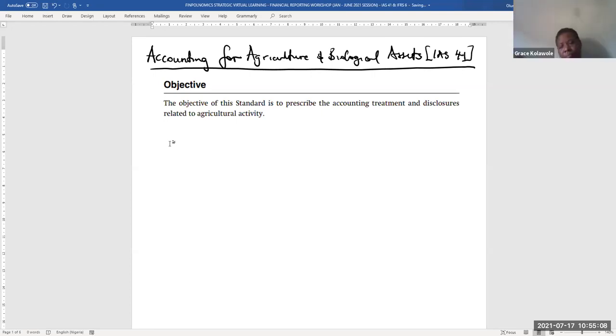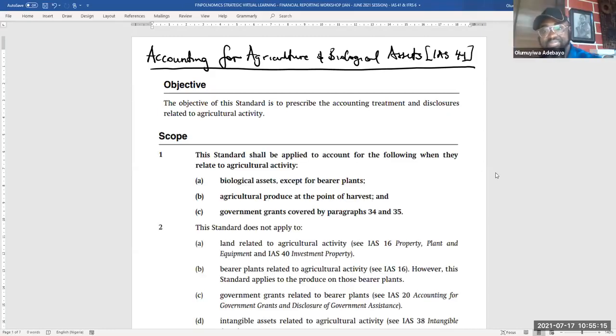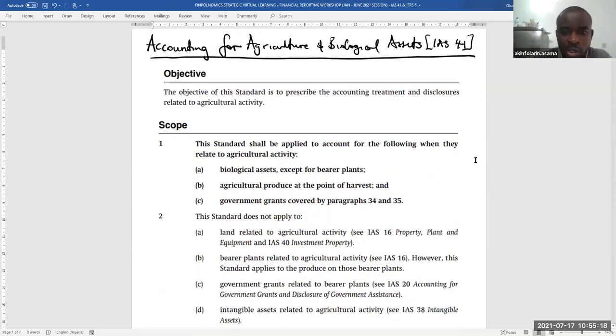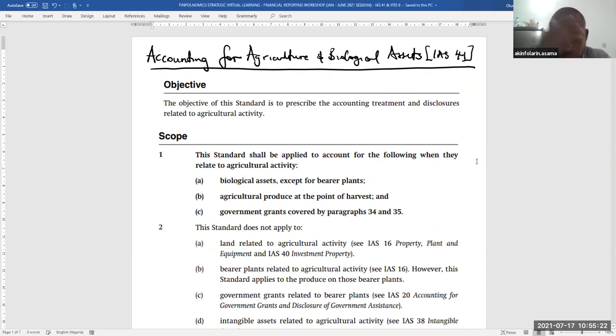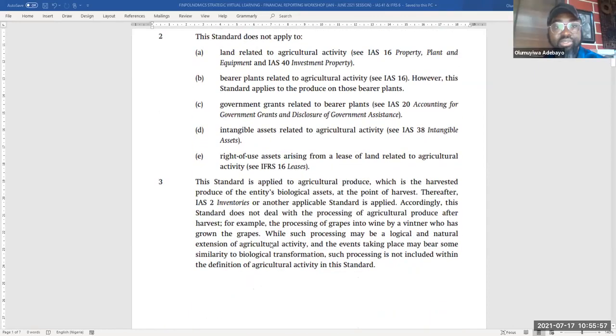Who else? Akin Falarin? Yes, good morning, everybody. For me, I've just had the name of the standard before. I've never been in any session where it was discussed. I'm not sure I've even read any piece of it before. So I look forward to having a good understanding of everything we're going to discuss today. It's going to be a good session for me to acquire practical knowledge and application from class. Okay, thank you very much.